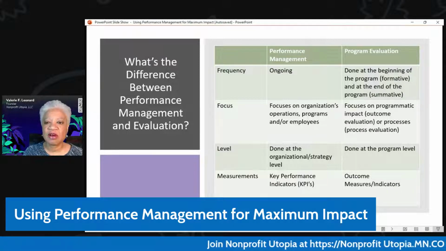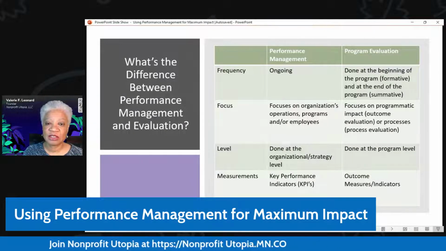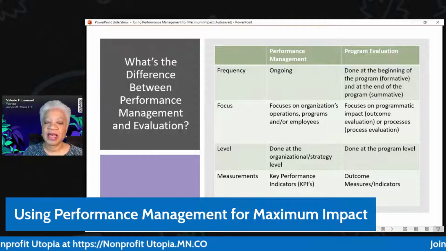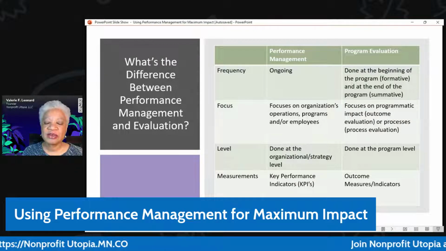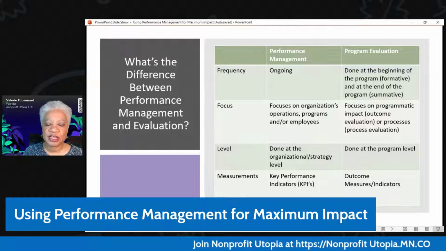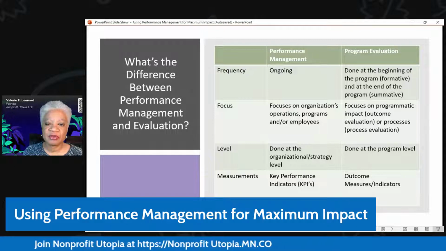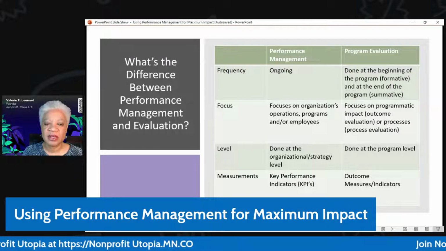Sometimes you can focus on all. Program evaluation, on the other hand, is just focusing on the program. So you can have an outcome evaluation to see the impact of the program, to see if it really made the change that you thought, or you can have a process evaluation to see if it was moving smoothly.